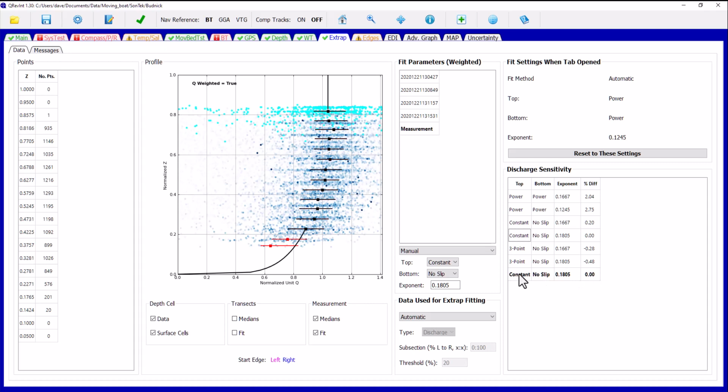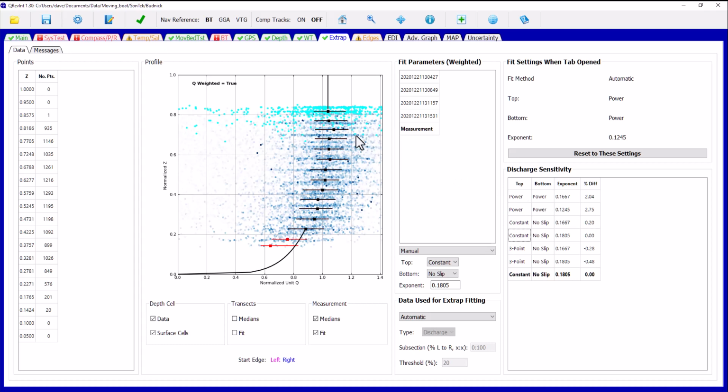If we select a manual fit, either by clicking in the table or by simply setting this to manual and setting the top, bottom, and exponent, we will get an additional row in the table indicating that this is a manually selected fit. It will be the bottom row, and it will be in a bold typeface. Looking at this particular selection, it looks like a pretty decent fit as well, even though it makes almost a 3% difference from what was automatically selected.